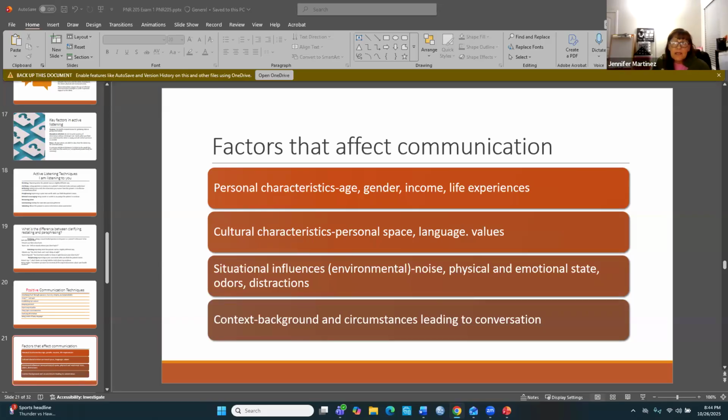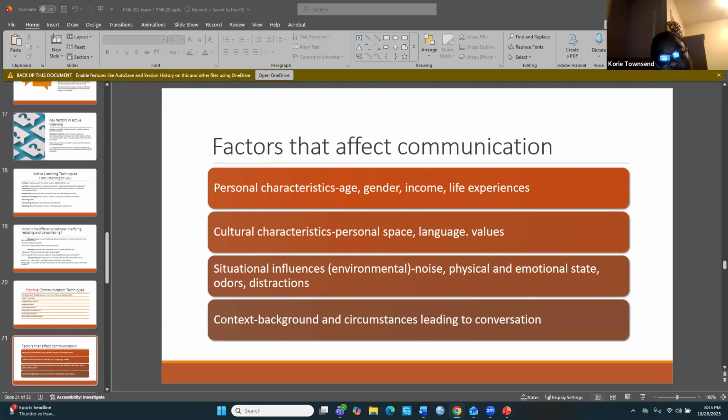Income, unfortunately, can affect their health literacy. So we need to make sure that we are providing information that is at that fifth grade level, right? To make sure that it's in basic words, so that they can understand the information. Life experiences play a big part in how somebody communicates, and even what their previous experience is with other members in healthcare.